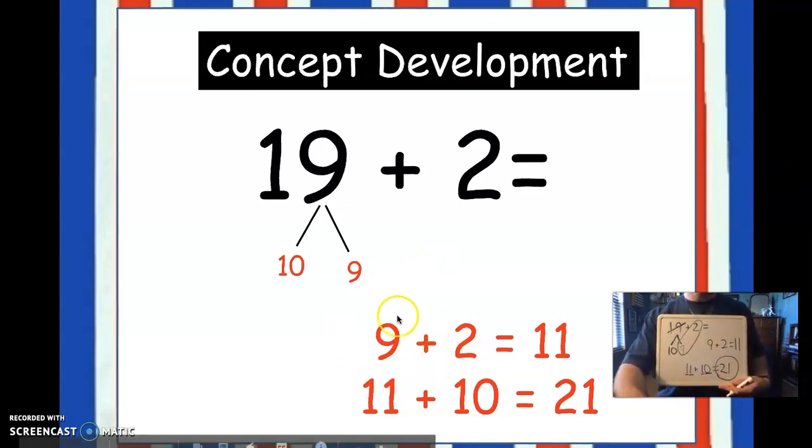Looking on the slideshow, they added their 1s together, 9 plus 2 equals 11. Then they moved this 11 down and added it onto the only group of numbers that we had left, which was the 10. Got 21.